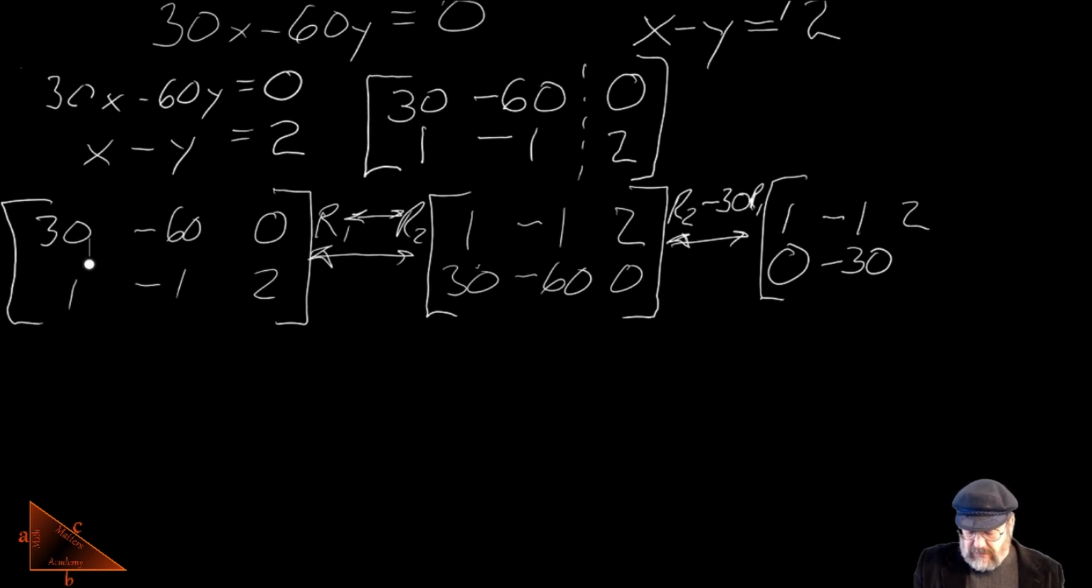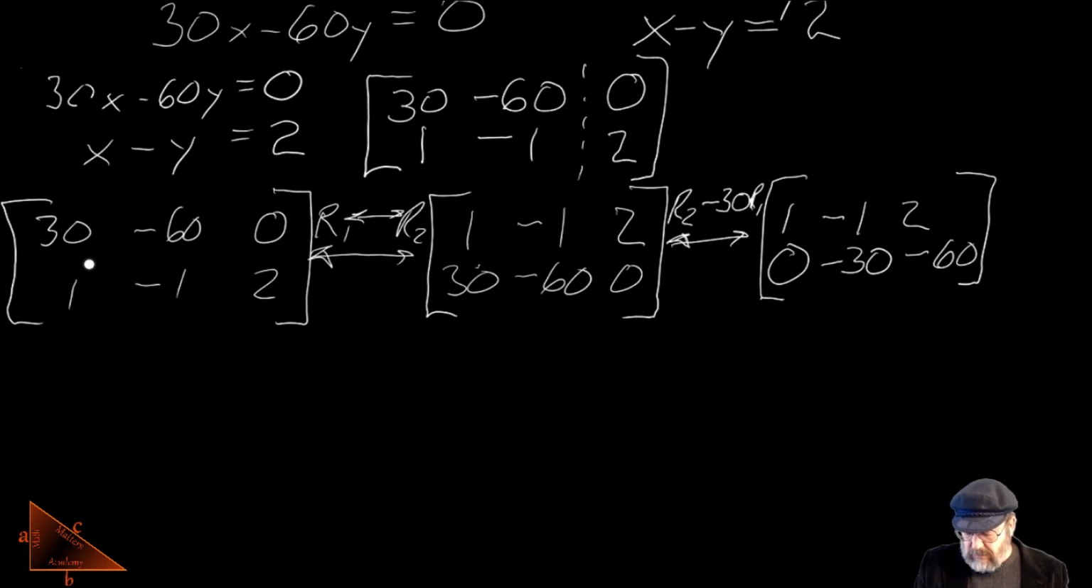Now let's go to the final one here, the 0. Well, first multiply the 2 by negative 30. We get negative 60. Negative 60 plus the 0 is negative 60. So there we have an equivalent matrix, and we're getting closer to where we want to be.